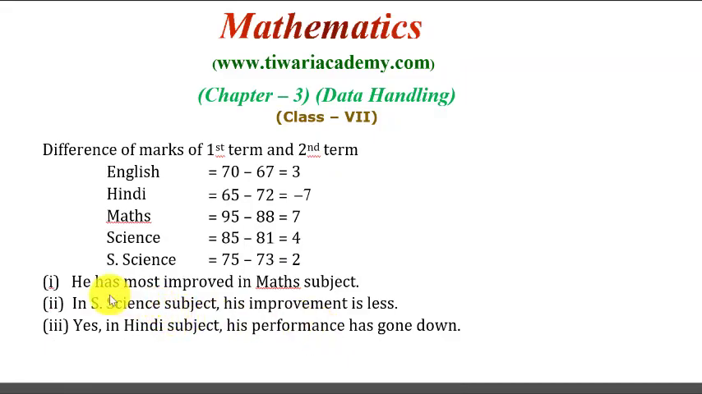So by observing this we can say that he has improved the most in the math subject. In mathematics he got +7 comparing the second term and first term. In social science he improved less. In social science he got only 2 marks.